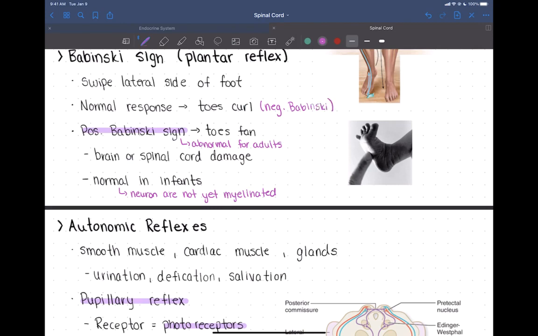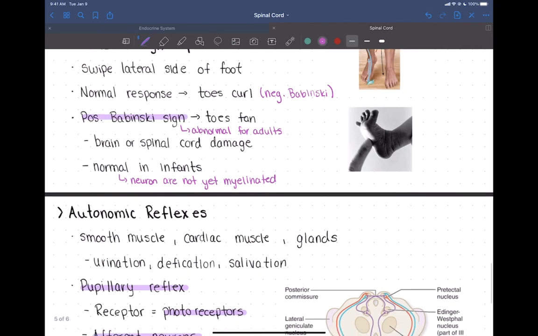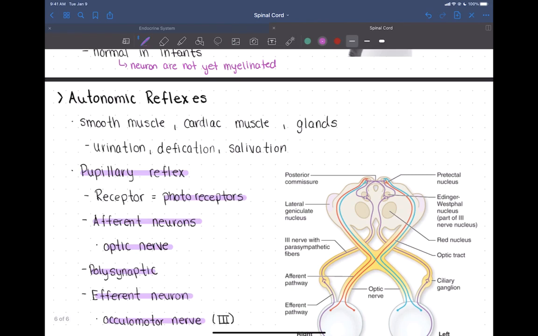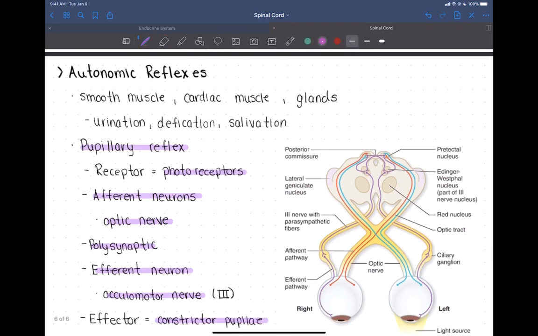All right. So now let's talk about an example of an autonomic reflex. All right, so this will be our last one. Autonomic, again, it means that instead of skeletal muscle, we're looking at smooth muscle, cardiac muscle, or glands. So some examples of those would be urination, right? It's called the micturition reflex that causes urination. Defecation reflex, salivation in response to a smell or the sight of food, that would be acting on glands. These other two would typically involve our smooth muscle.